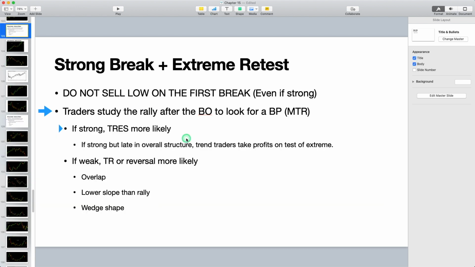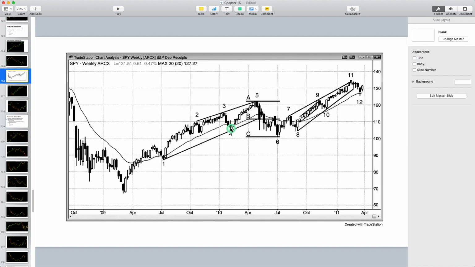So one important thing that Al mentions here is that even if the rally is strong on the test of the extreme, if it's strong but late in an overall structure, then trend traders will take profits on the test of the extreme. So instead of assuming that it's now going to become a channel or a trend resumption, because it's late in a trend or late in a structure, they'll instead look to take profits after a strong break of the moving average.